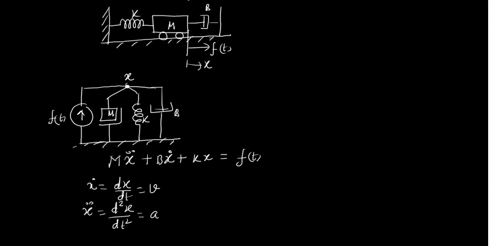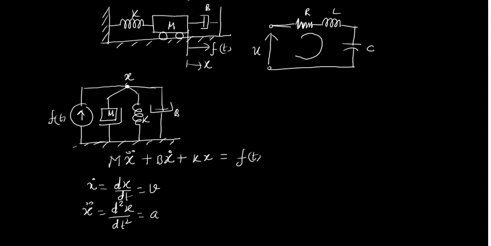Now we can represent this particular system with an equivalent electrical system. There could be two different types of representation. You can represent this system by an equivalent R, L and C circuit. This is R, this is L and then this is C. At the input, let's say that some voltage U is given as the input, and the current which is going to flow in the circuit is, let's say, I.